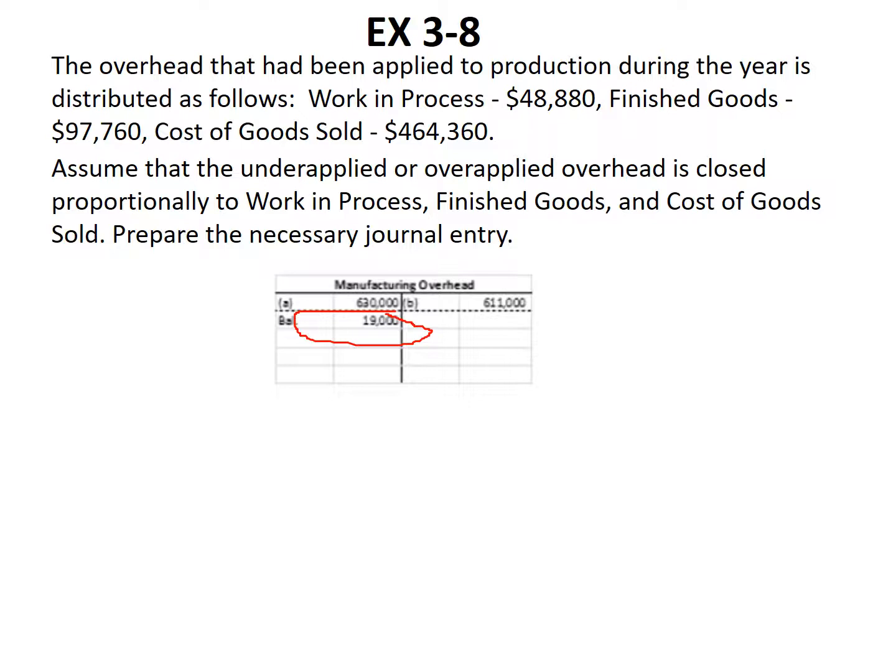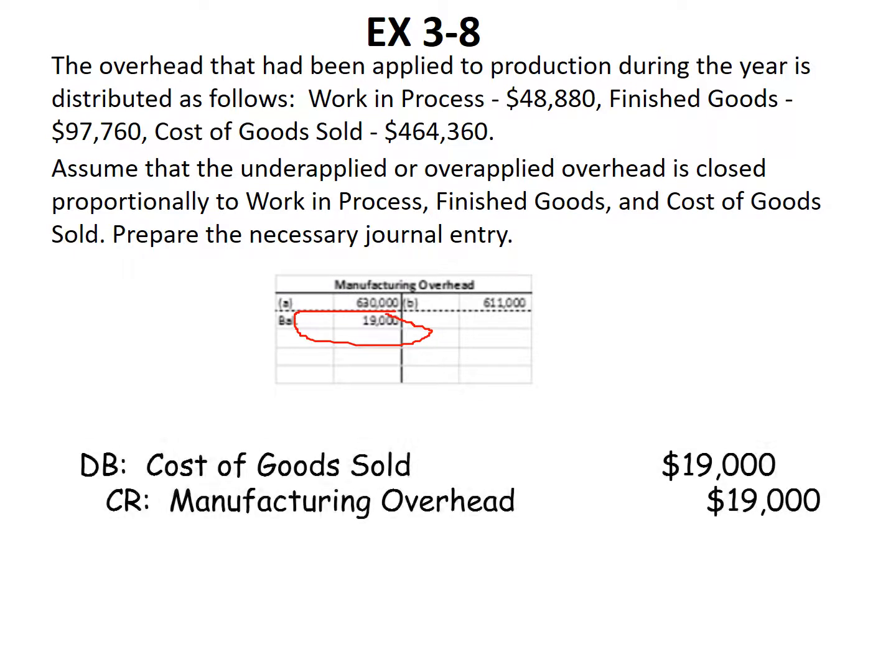So we're going to have to close this account out to cost of goods sold. The way we do that is very simply, we basically make a credit entry to manufacturing overhead, and we debit cost of goods sold. So that's what that is asking for in this case.